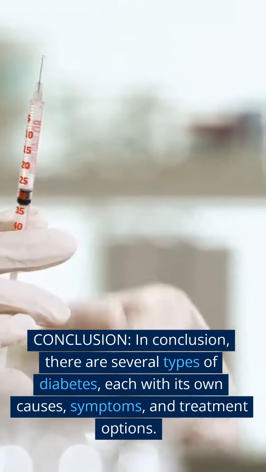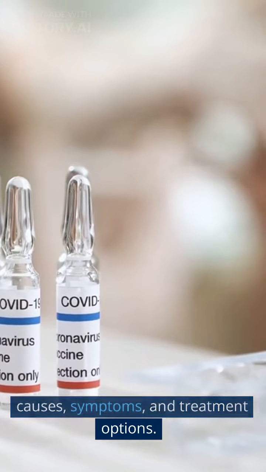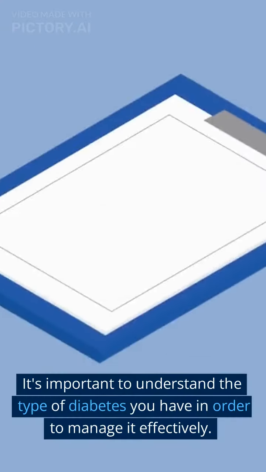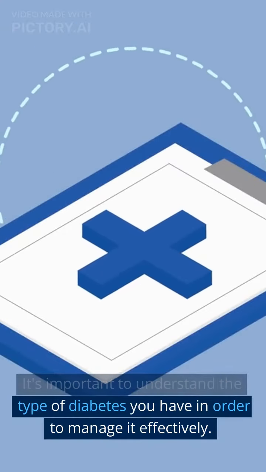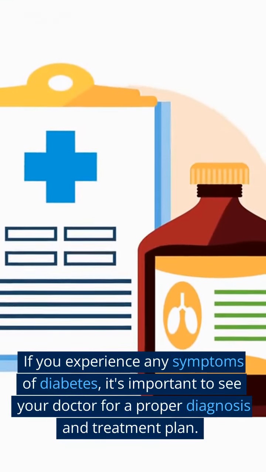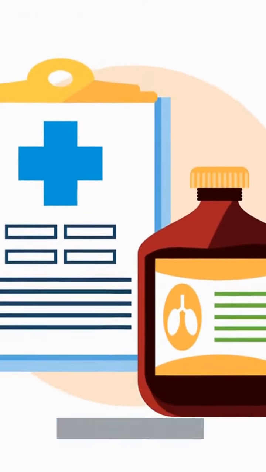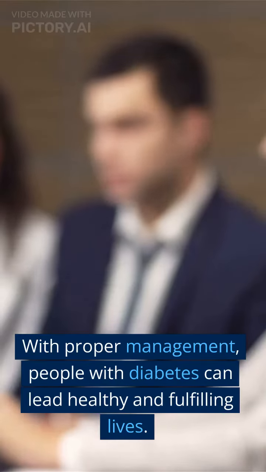Conclusion. In conclusion, there are several types of diabetes, each with its own causes, symptoms, and treatment options. It's important to understand the type of diabetes you have in order to manage it effectively. If you experience any symptoms of diabetes, it's important to see your doctor for a proper diagnosis and treatment plan. With proper management, people with diabetes can lead healthy and fulfilling lives.